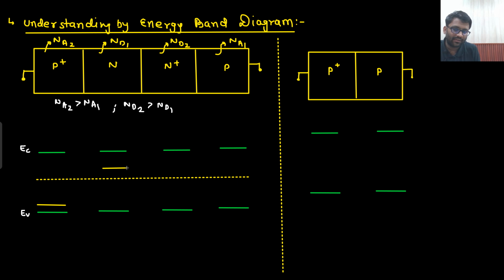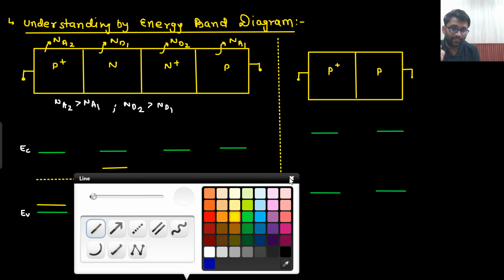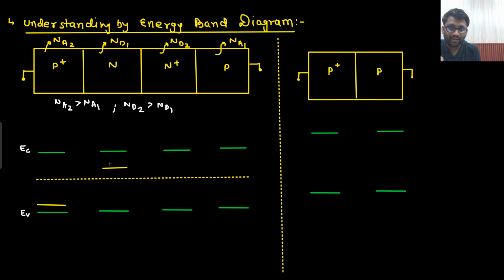Here I am making it, right? For N plus, my Fermi level will be nearer to the conduction band, but here doping is more, so I will make it here, right? And for P as well, the Fermi level will be nearer to the valence band, but I will make it here. Why here? Because here the doping is more. Is that understandable to you? Very simple thing. Okay. So now I have made it.